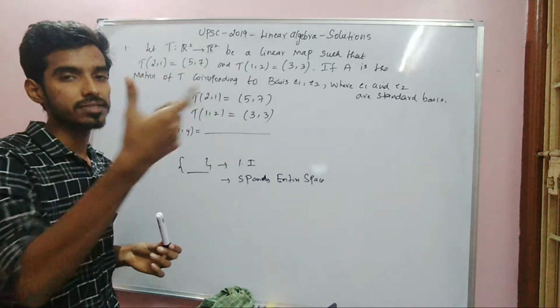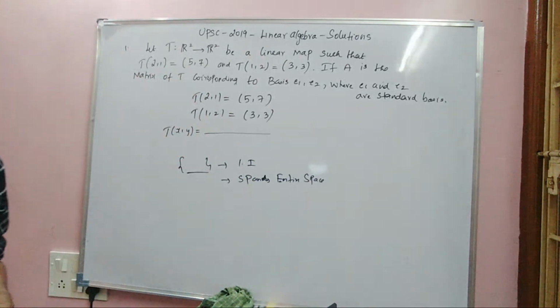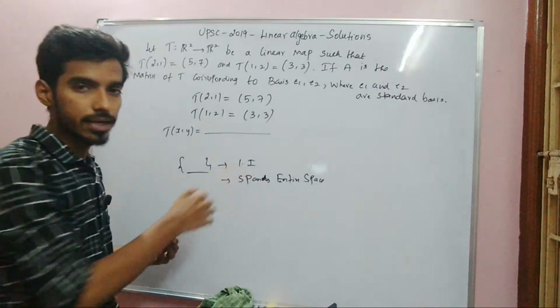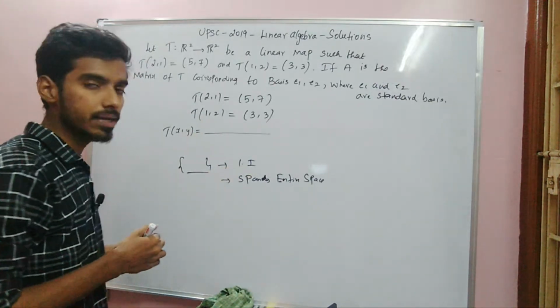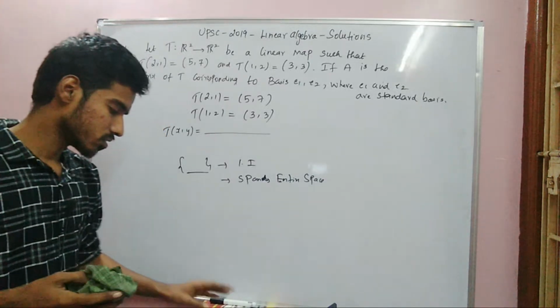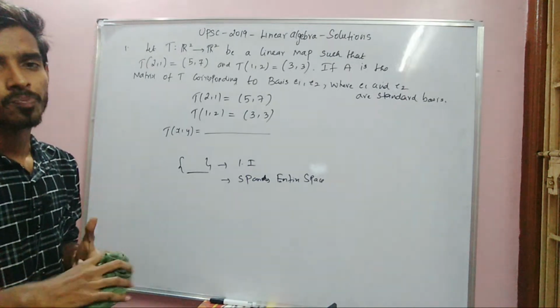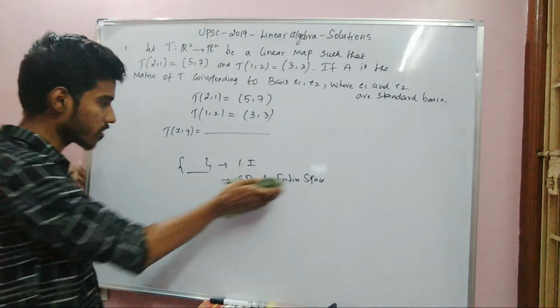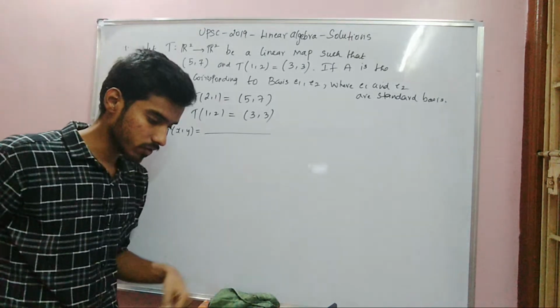So there is one set. I can call that set a basis if it is linearly independent and if it spans the entire space. So what is meant by linearly independent? I don't want to talk about this, because these are very basic definitions. Please go through my linear algebra playlist so that it will be very easy for you, because if I talk about every definition it will be very long.